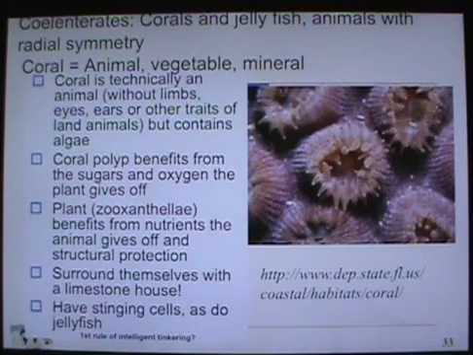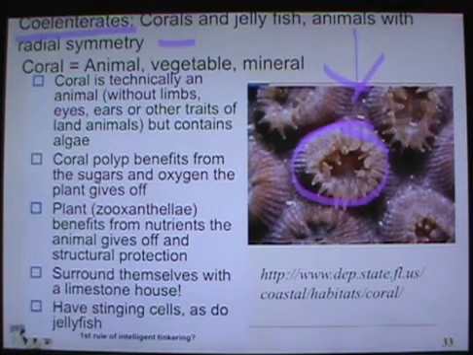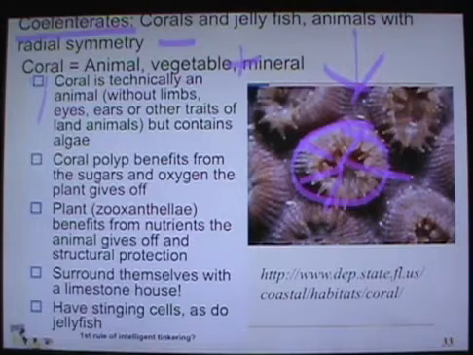This is cool. Coelenterates. That may roll off the top of the slide, but you'll see it on the PDF. Corals, jellyfish, animals with this stuff called radial symmetry. Basically, they're circles and everything radiates out from the center, kind of like a starfish sort of thing. So, coral is an animal, vegetable, and mineral. Technically, it's an animal.